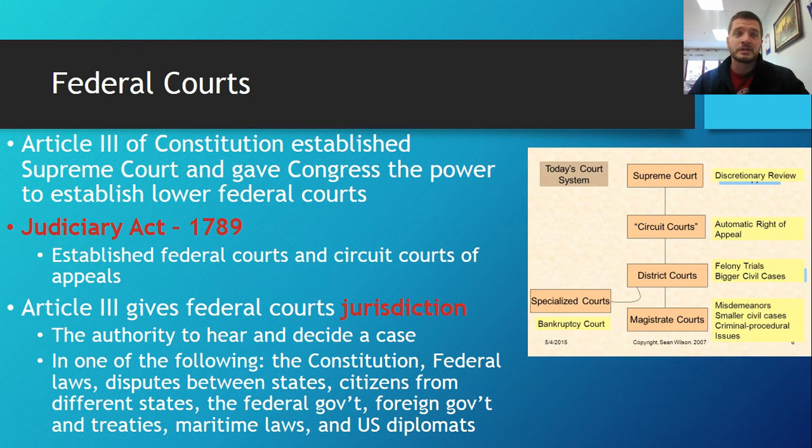So if there is a dispute between citizens of two states, that is going to go to state courts. These district courts are all federal examples of courts.